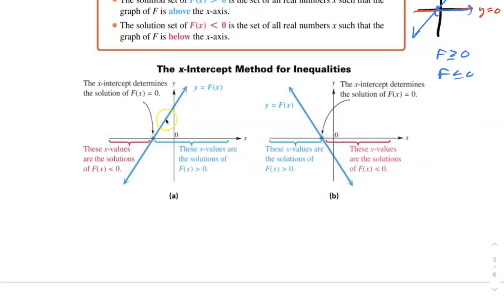Right? You find the x-intercept. Here's my f of x. This is f of x above 0, right here, from this value all the way to infinity. And it's below 0 from here to here. If a graph happens to be going down, well, when is f of x greater than 0? Right here, right? This is where you're above the x-axis, and it's already below it.